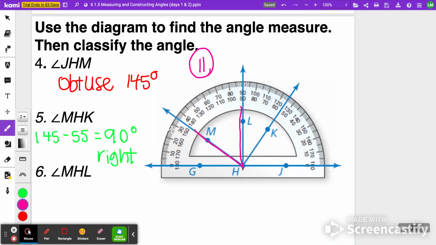And still doing that same thing I did before. Right here, looks like it's at 145. Up here is at 90 degrees. And again, we're using not the top number, the bottom number. So all I'm going to do is take 145 and subtract 90. I'm going to get 55 degrees, so this is an acute angle.